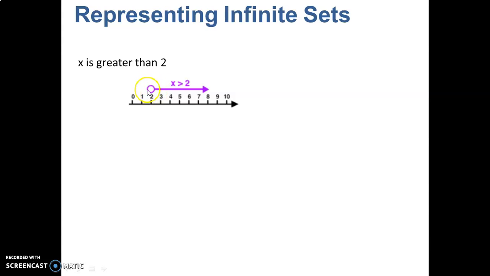Notice that this is open. When it's open, it means it does not include that point. So it includes everything above 2, but not 2 itself. So 2.1 or 2.00001 would be okay, but 2 is not. We can write this in two types of notations in mathematics.